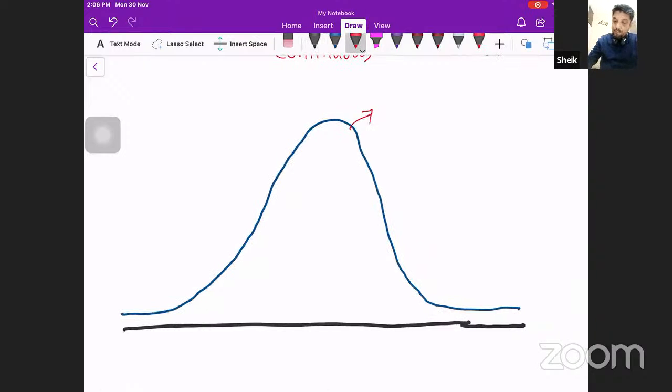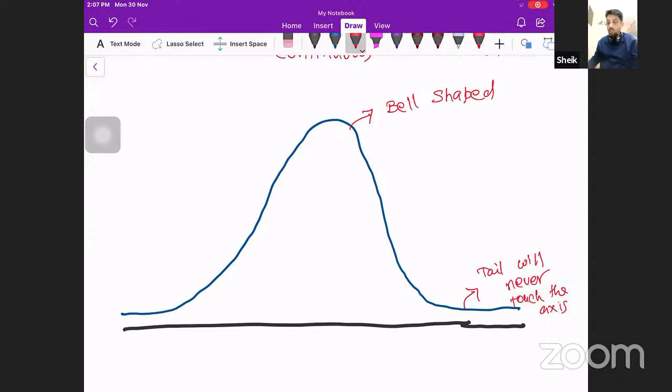It's a bell-shaped curve. Next, this is the tail. The tail will never touch the axis. And it is also symmetric.